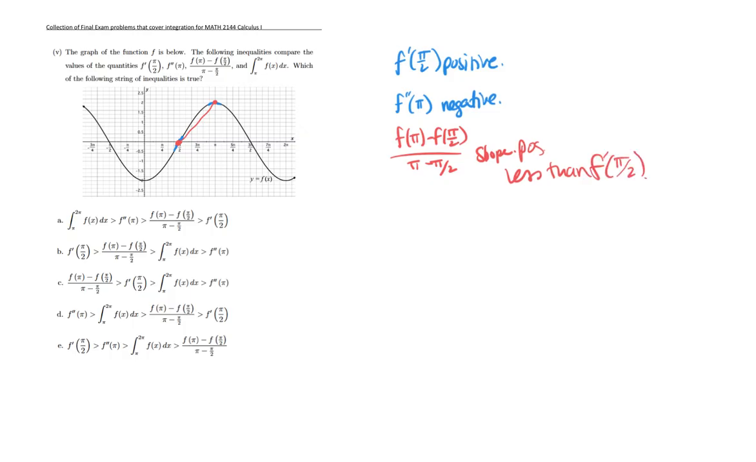Okay, and then for the last one, it asks for the integral from pi to 2 pi of f of x dx. So from pi to 2 pi, we're going to add that positive area and that negative area. So that should be 0.